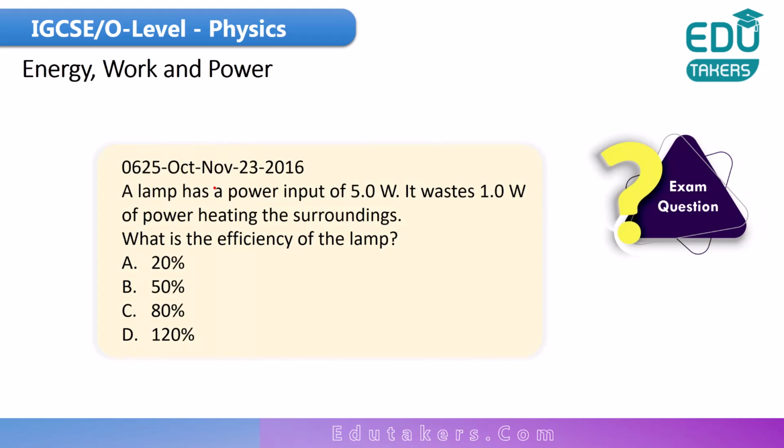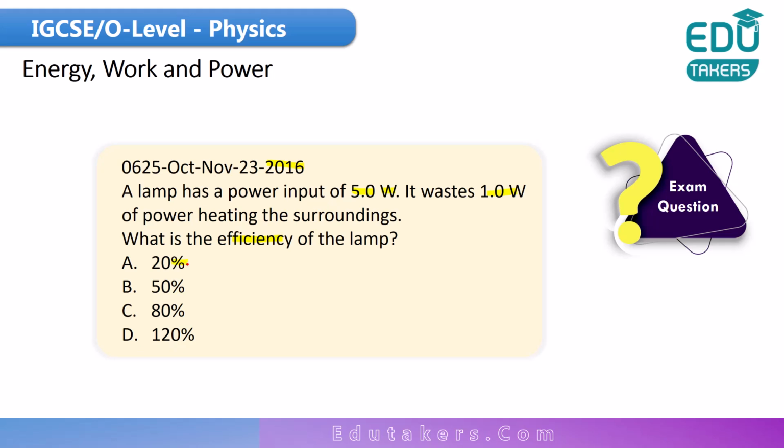Here is the exam question that appeared in October-November 2016. A lamp has a power input of 5.0 watt. It wastes 1.0 watt of power heating the surroundings. What is the efficiency of the lamp? You have to calculate the efficiency of the lamp. Let's see the answers. Answer A 20%, B 50%, C 80% and D 120%. Always remember that efficiency is calculated in percentage.